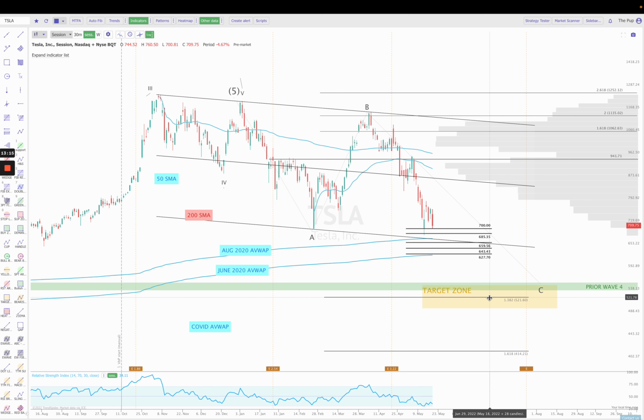Again, using this as a target zone, I might get a little bit more sniper-like in terms of price targets once we get a little closer. And again, I'll just look at wave structure, I'll look at Fibonacci, and I'll let that guide me.